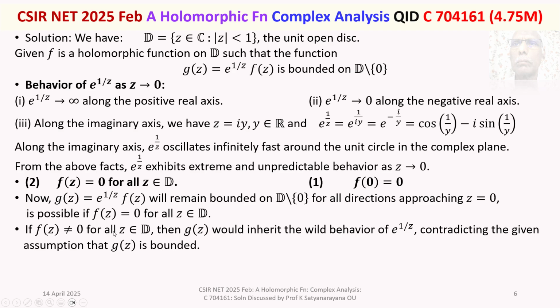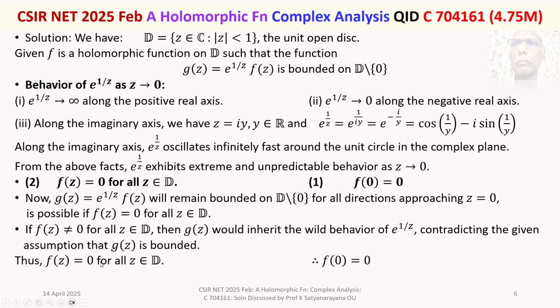if f of z is not equal to 0 for all z belongs to D, then what happens to g of z? The properties of e to the power of 1 by z multiplied by f of z will be inherited by g of z. e to the power of 1 by z will exhibit extreme and unpredictable behavior as z approaches 0. This will contradict the given assumption that g of z is bounded. So therefore this is not possible. Therefore f of z is equal to 0 for all z belongs to D.